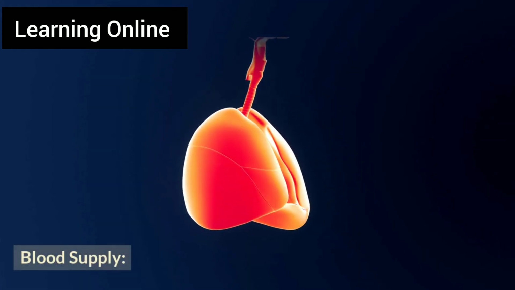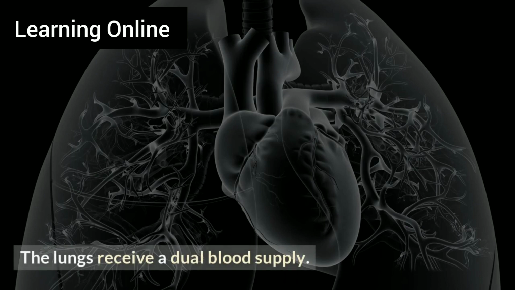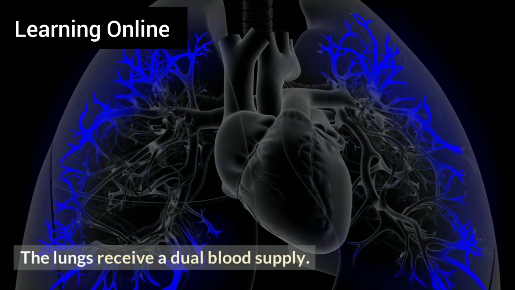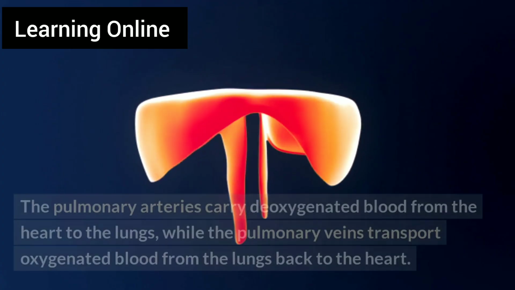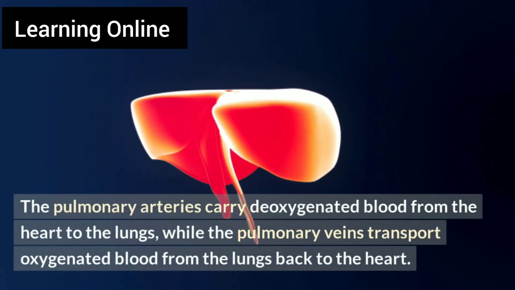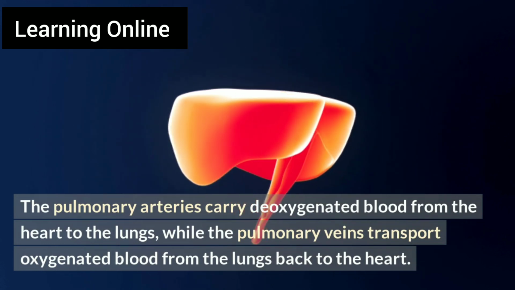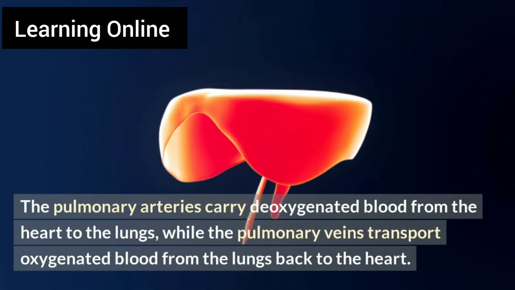Blood supply. The lungs receive a dual blood supply. The pulmonary arteries carry deoxygenated blood from the heart to the lungs, while the pulmonary veins transport oxygenated blood from the lungs back to the heart.